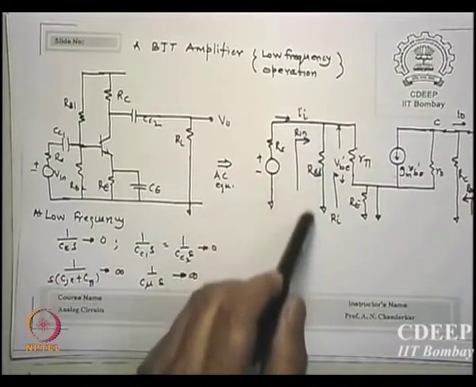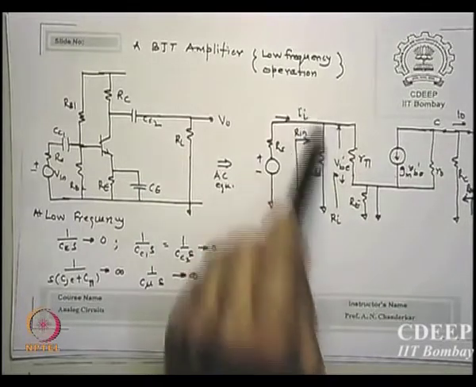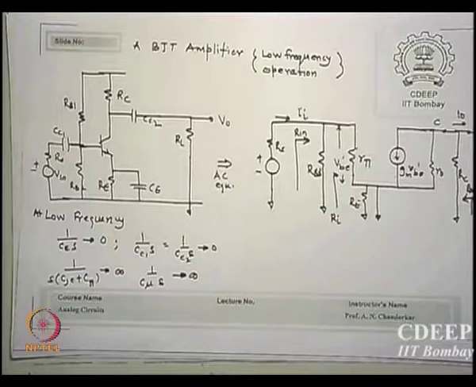What is this RBB shown here? What is this resistance RBB? The bias network RB1 parallel RB2. Okay, RBB is RB1 parallel RB2. Same as fixed bias, we are done.